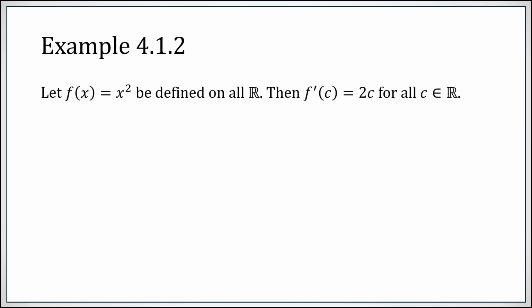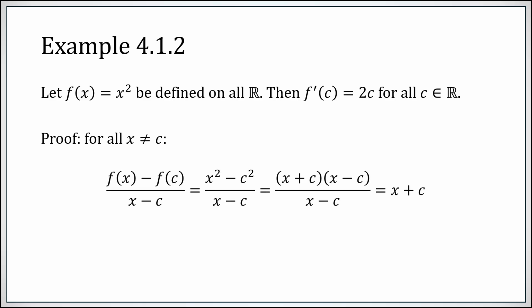So here's example 4.12. Just take f(x) equals x squared. We're going to compute the derivative and see that f prime of c is equal to 2c. This is a fairly straightforward computation. For all x that are not equal to c, if we compute the difference quotient, we're going to exploit this difference of two squares factoring in the numerator to cancel out our denominator and simply get x plus c. So the difference quotient is always equal to x plus c. Now we can take a limit of the difference quotient as x approaches c and just get 2c.